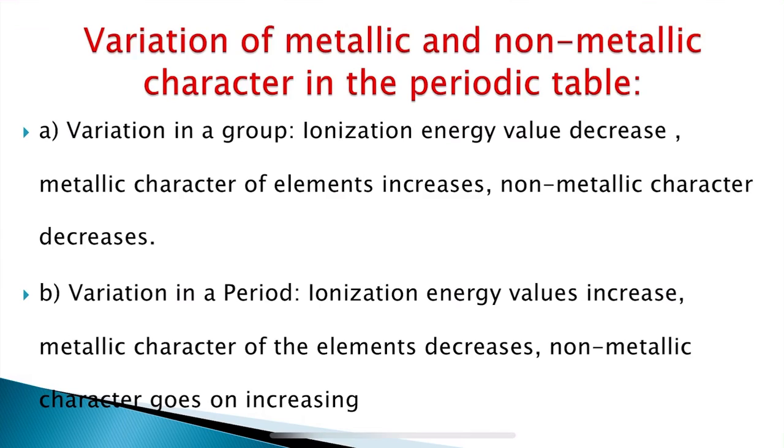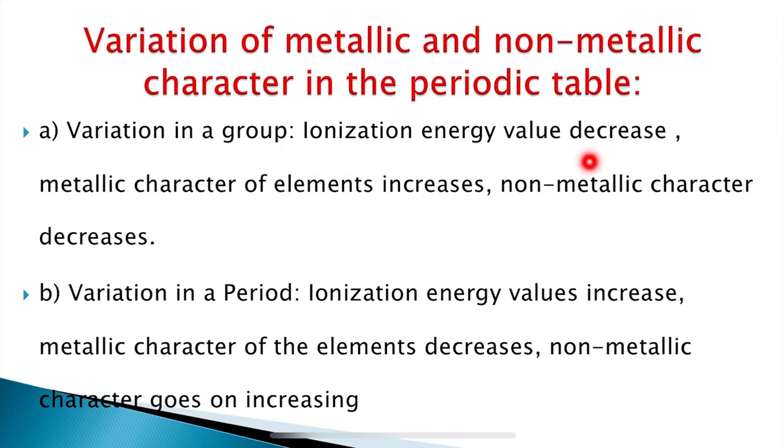So, this is what we are going to see: the reappearance of electropositive and electronegative character at regular intervals, which follows a particular trend, in this manner. That is, with the increase in ionization energy, non-metallic character increases, and with decrease in the ionization energy, metallic character increases. So, now let us move on to the variation of metallic and non-metallic character in the periodic table. First is variation in a group.